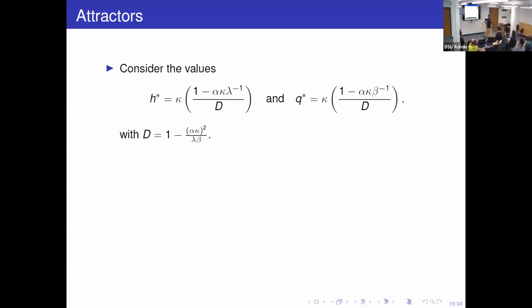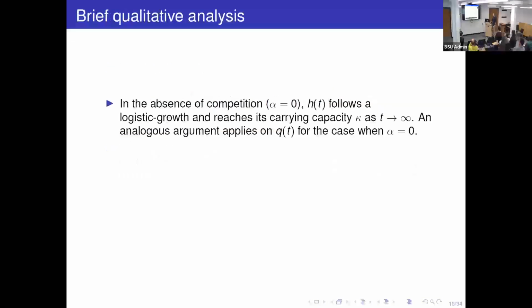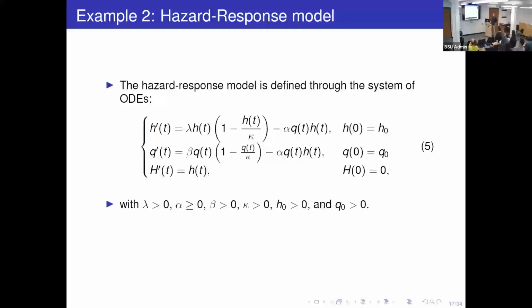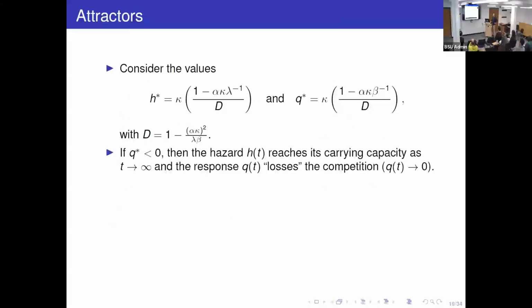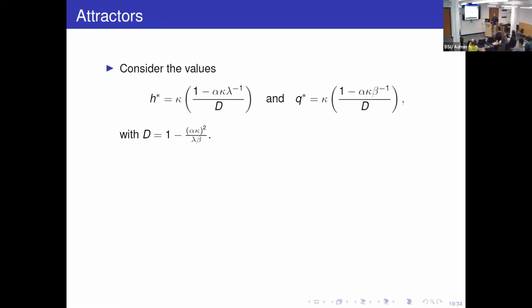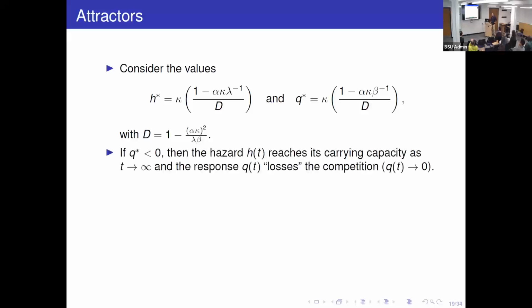And to analyze that, we need to define these two quantities, H star and Q star, which are nothing but simple functions of the parameters. So the equation has parameters lambda, beta, alpha, and kappa, and the initial conditions. And H star and Q star are functions of those parameters. So if you calculate Q star, and this is smaller than 0, then the response loses the competition, and it will allow the hazard function to grow to its carrying capacity.